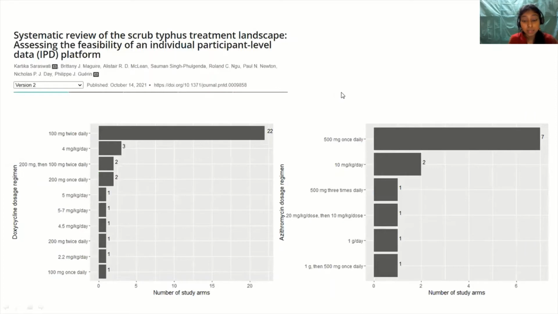Among the studies which had used doxycycline and azithromycin, there were various therapeutic regimens used. The dosing regimens vary substantially among the studies. In doxycycline, the most common treatment regimen was 100 mg twice daily dosing. 2 studies had used a 200 mg loading dose followed by 100 mg twice daily. And among the azithromycin dosage regimens, the most commonly used regimen was a 500 mg once daily regimen. One study used a 1 gram start dose followed by 500 mg once daily.